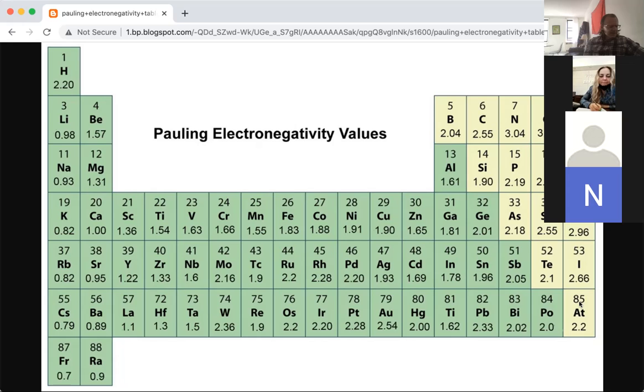And then it continues a trend of decreasing, but not so much, right? For example, lithium is 0.98, sodium is 0.93. So it's a small difference, but there's a little drop there. And then potassium, a little drop further, and then rubidium a little bit further. And you get all the way down to francium.